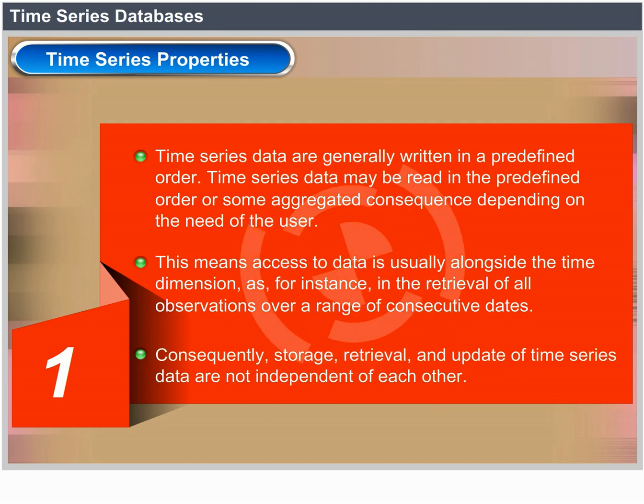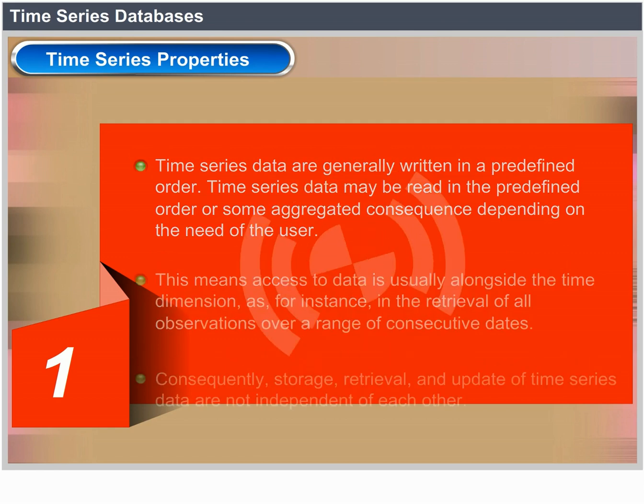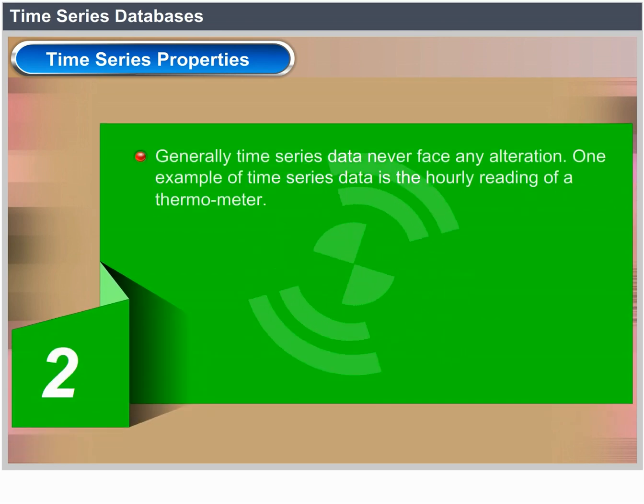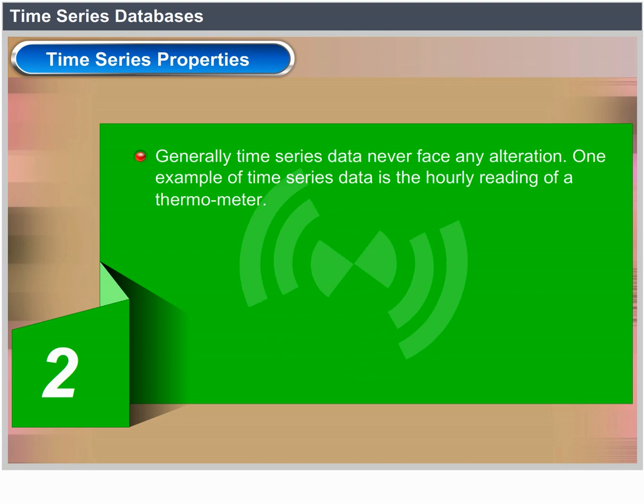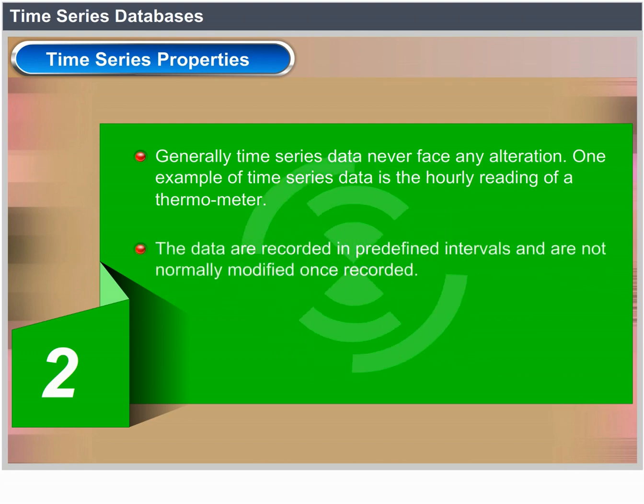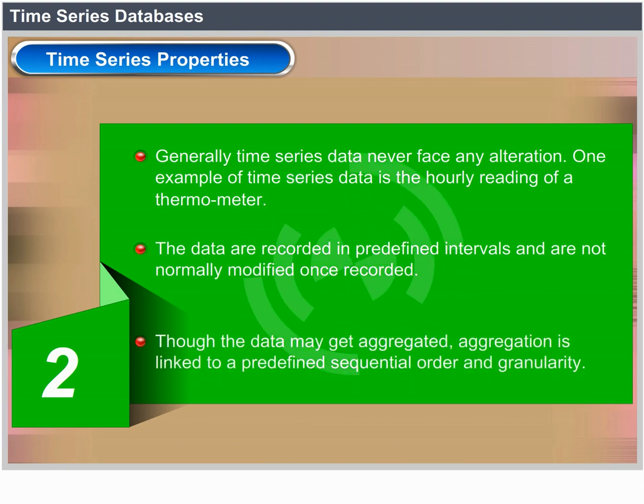Time series data are not commonly altered. One example of time series data is the hourly reading of a thermometer. The data are recorded in predefined intervals and are not normally modified once recorded. The data may be aggregated, but that aggregation is linked to a predefined sequential order and granularity.